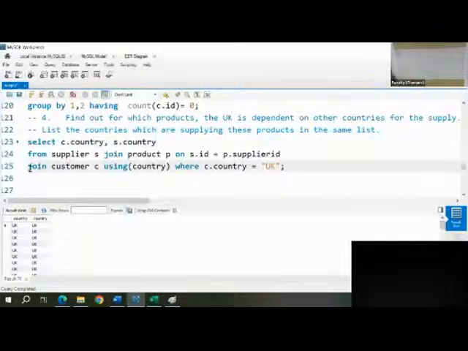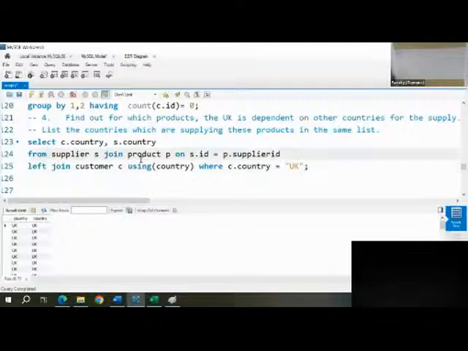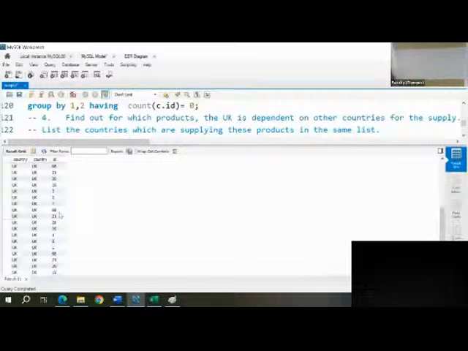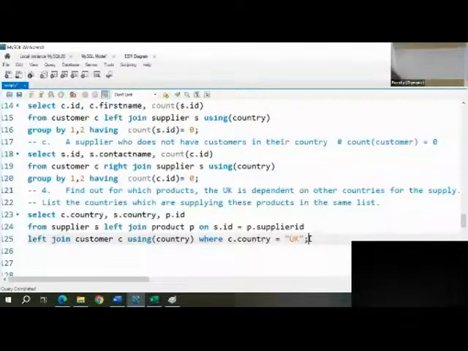See, think about this. To join, I want all the suppliers. What I'm trying to do is list all the countries and see if there is something other than UK coming up. There is nothing coming up, you can see. So UK is not dependent on any country for the products. That is all. Let me add p.id also. So these are all the different product IDs. All the customers are in UK only. All the customers are also in UK. All the suppliers are also in UK. Just check this answer, okay?